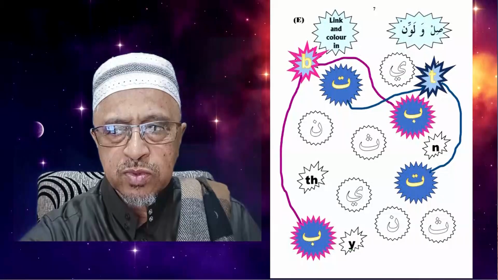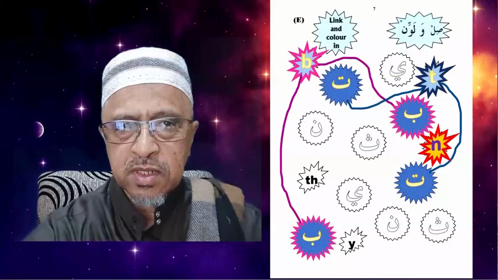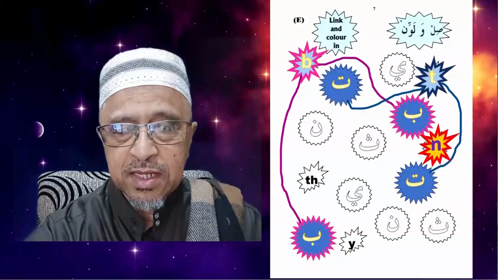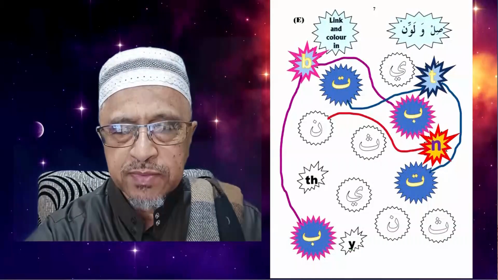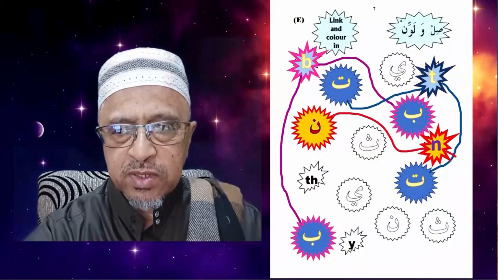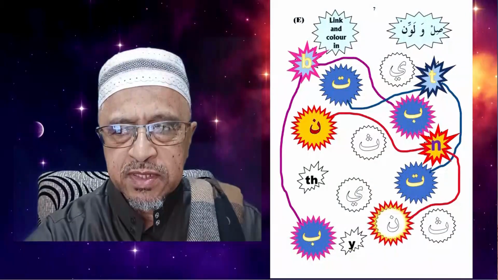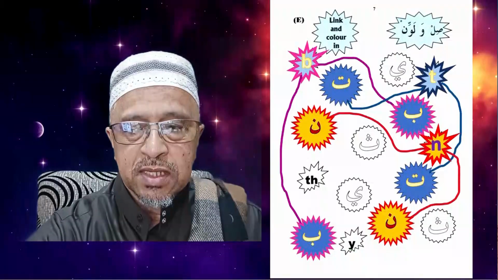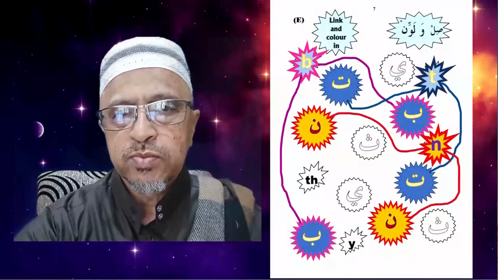Now we go to N. N, remember, N for one, and in Arabic it's the letter with one dot on top, and that's the N. Do you see another one? Yes, there we go. Remember, N for one with one dot on top. That's the N. Right, let's move on.